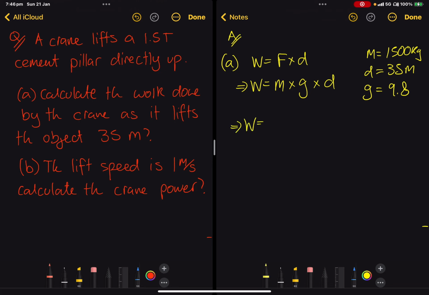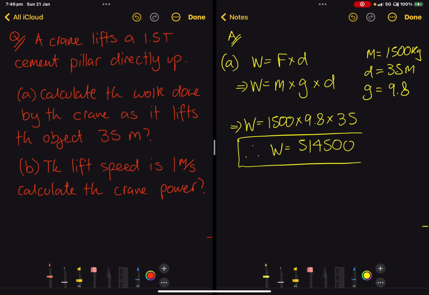So we're calculating work. This will be 1,500 times 9.8 times 35. So we can put this into our calculator. 1,500 times 9.8 times 35. This will be 514,500. And so this is going to be the work done on this object in lifting it 35 meters. So that's the first part of our question.